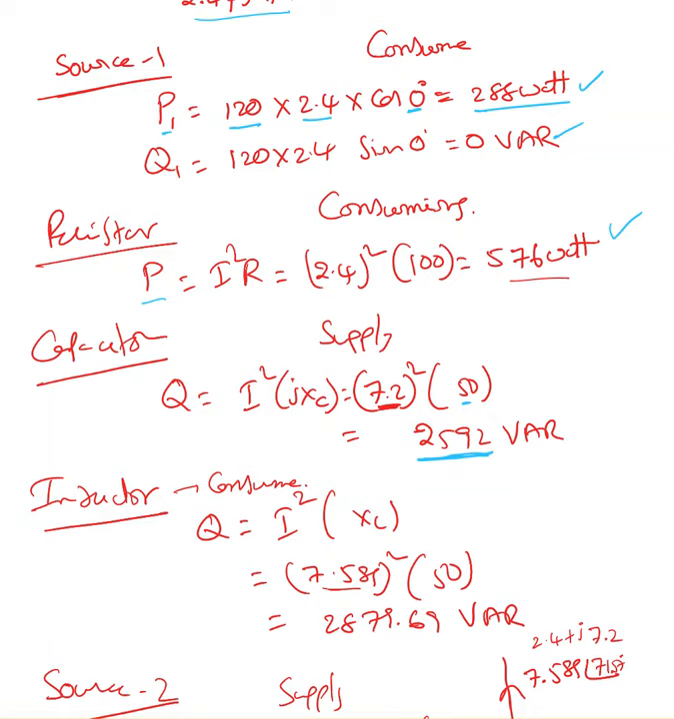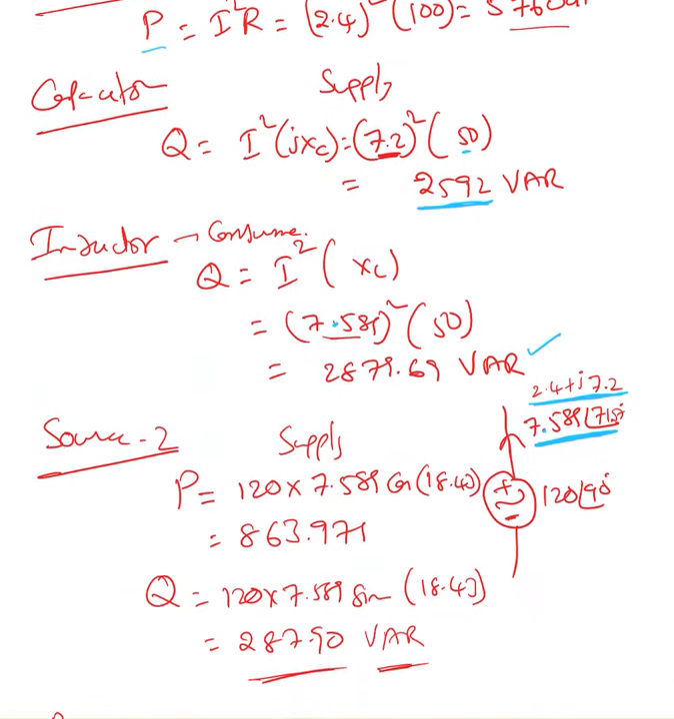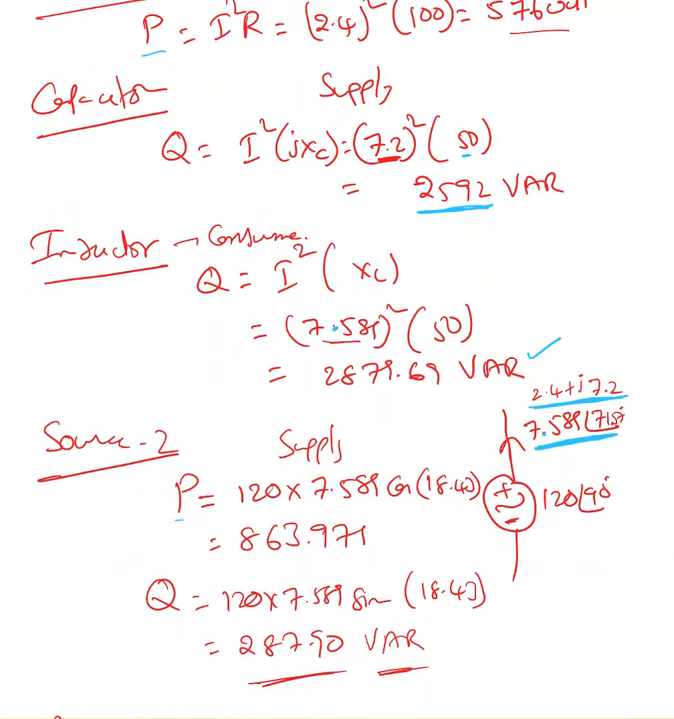The current passing through that inductor is 2.4 plus j7.2. Convert that into phasor format. The phasor format is 7.589. So 7.589 squared times 50. So it is consuming 2879.69 watt. Now source 2, how much power is it supplying?